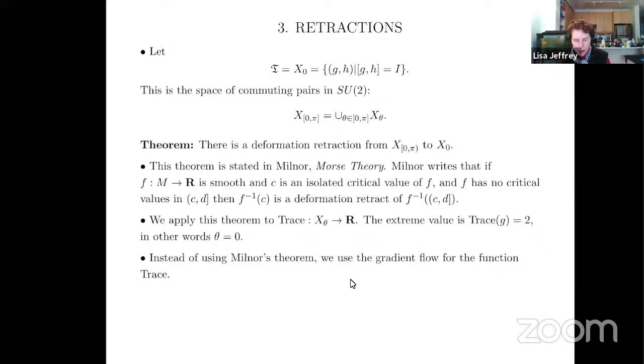Instead of directly using Milnor's theorem, we use the gradient flow for the trace function. So the flow lines for the gradient of the trace function are closed. And every point in X theta is the endpoint of a flow line starting in X of u for some u. We can't, however, get a closed form solution for the equation of the flow lines. We did find a different retraction that is explicit. This is written by studying the arc length of explicit trajectories of the flow.